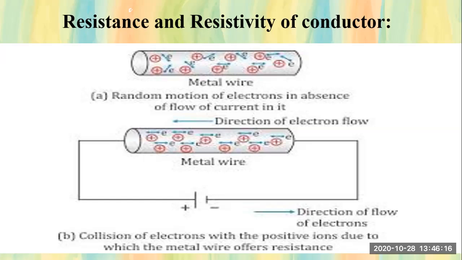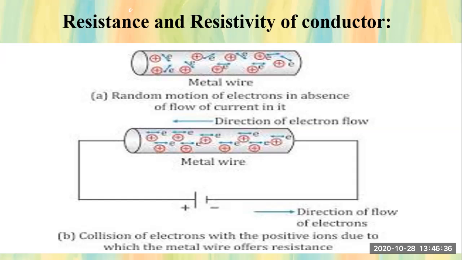Now the collision of electrons with the positive ions is due to which the metal wires offer resistance. I will explain this point B later on in detail. First we will see, everyone has seen this diagram now. Now we will go through the points one by one.